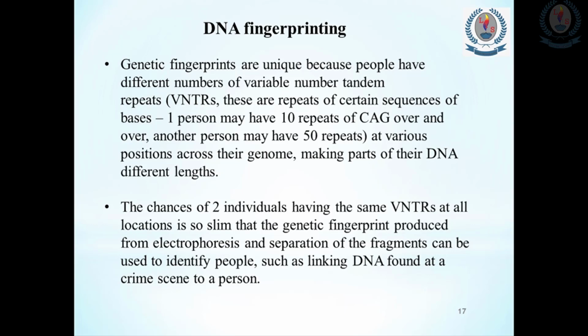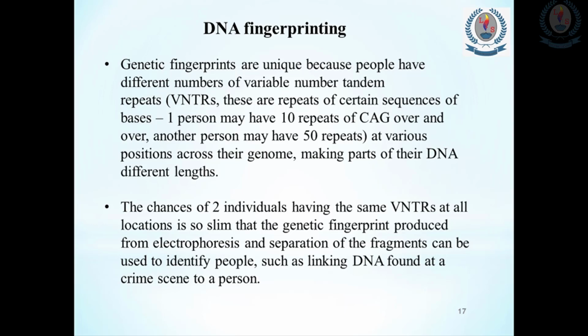It means the genetic fingerprints that are unique because people have different numbers of VNTRs. What are these VNTRs? Variable number tandem repeats. So these repeats of certain sequences of bases can vary from person to person. For example, one person may have 10 repeats of the CAG base sequence over and over again. But the same sequence can be repeated like 50 times in another person at various positions across their genome, making parts of their DNA different lengths.